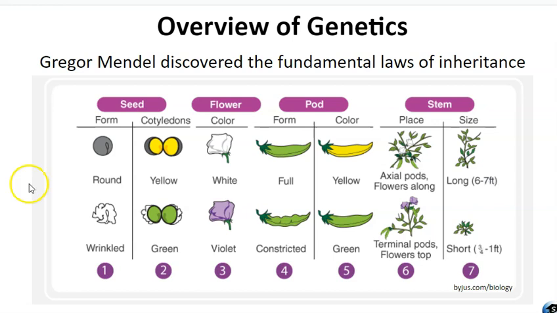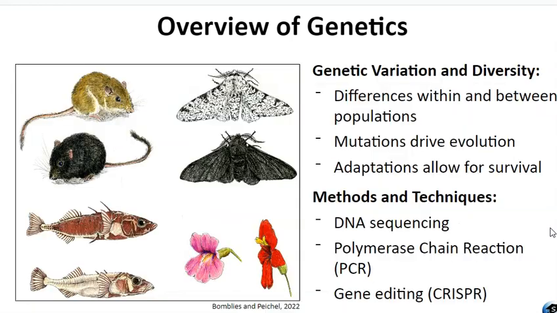So if you look at things like seed color or form, flower, pod, stem, they have these different characteristics that you can look at and see how they are passed down and how they are not. And what Mendel found was that certain factors were always being transferred down to the offspring in a very stable way. And now we know that those factors that he saw are genes, and that the genes are the units that are being inherited. Genetic variation refers to the differences that exist within and between populations.